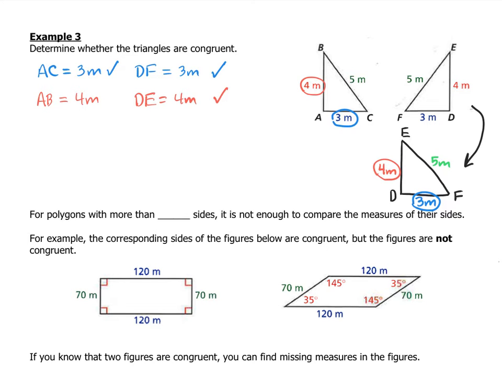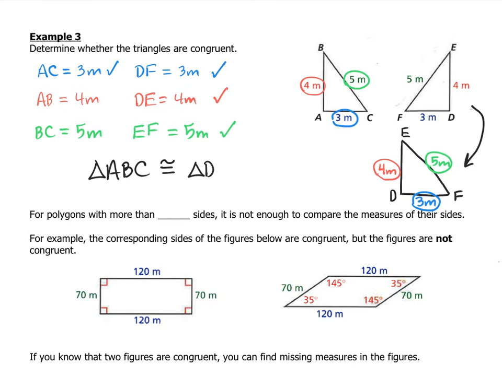And finally, side BC corresponds to side EF, and both side BC and side EF measure 5 meters, and so those two corresponding sides are congruent. Because all three pairs of corresponding sides are congruent to each other, we can say the following. We can say that triangle ABC is congruent, there's our symbol for congruent, remember, to triangle DEF. And we can say that by the side rule, which I like to abbreviate as SSS.